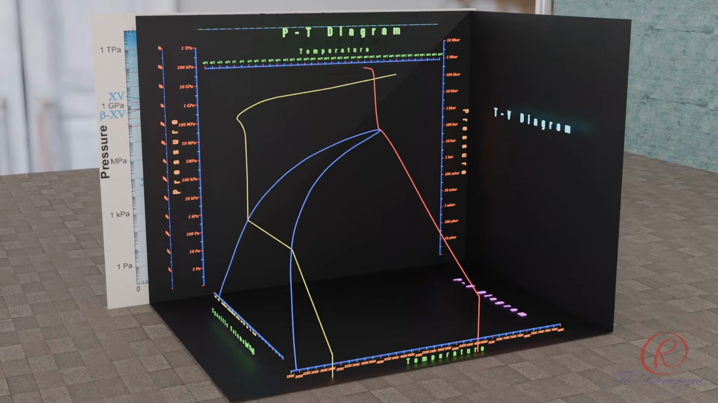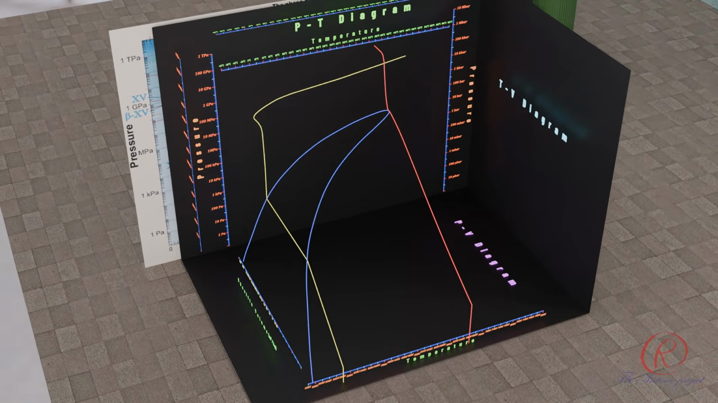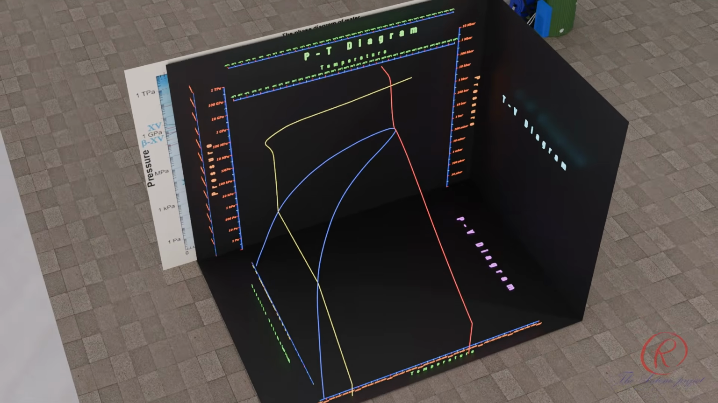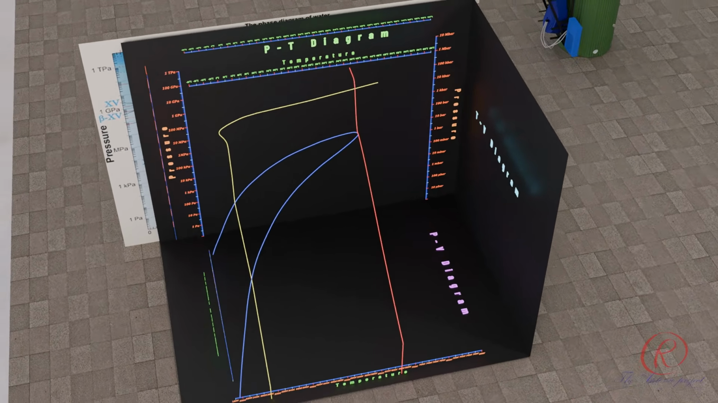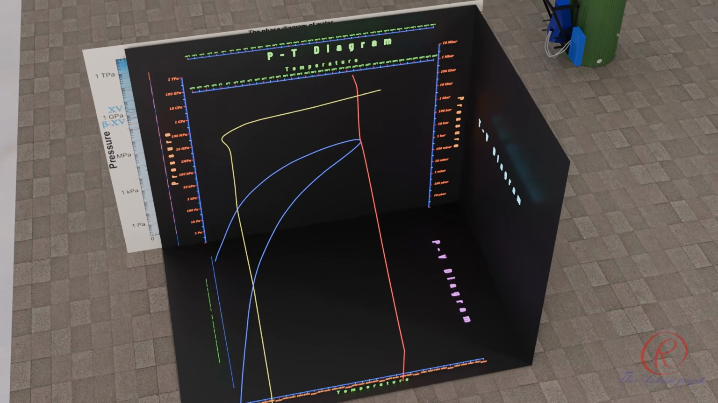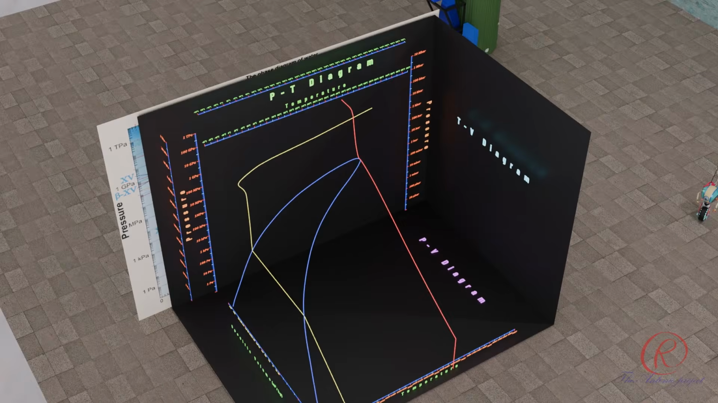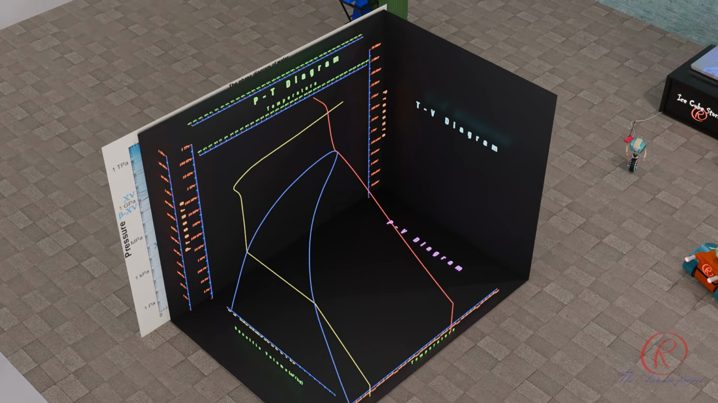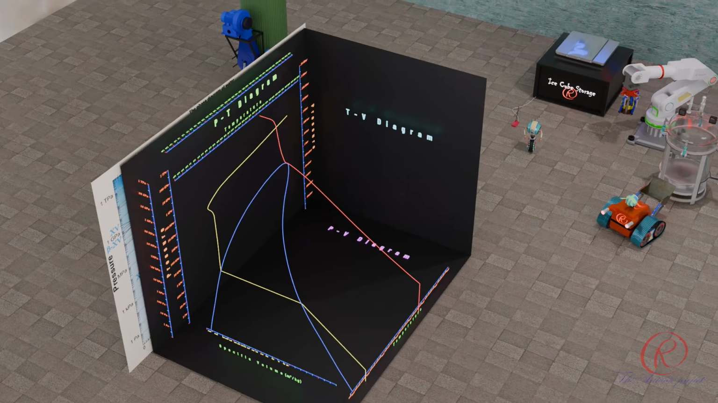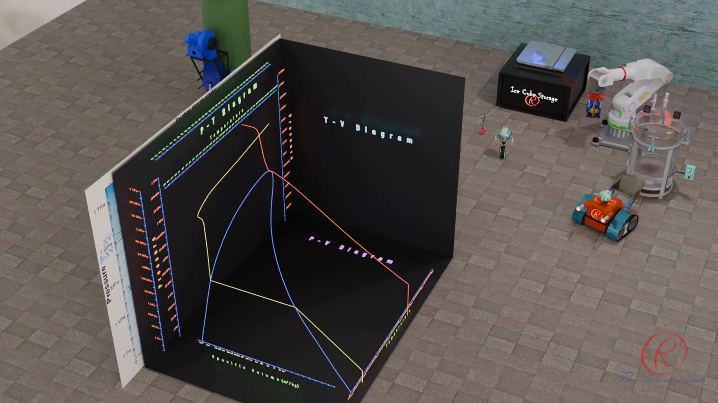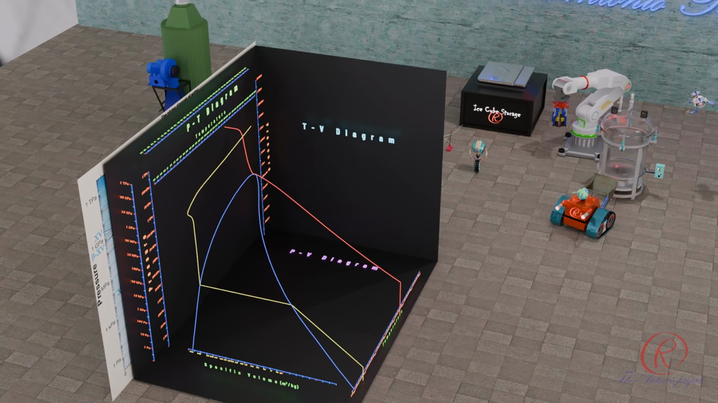The pressure, volume, temperature, or PVT diagram of water is a three-dimensional thermodynamic representation that shows the relationship between pressure (P), specific volume (V), and temperature (T) for water and steam. It is one of the most important tools in thermodynamics and steam engineering because it illustrates how water changes phase under different conditions of pressure and temperature.